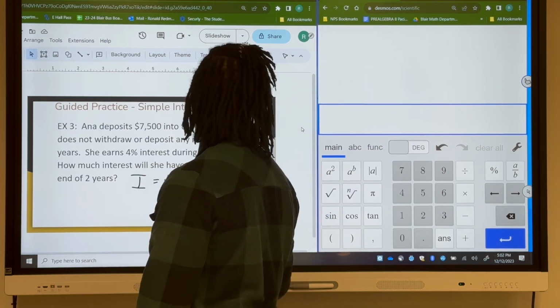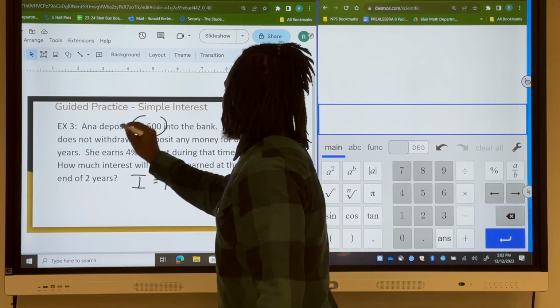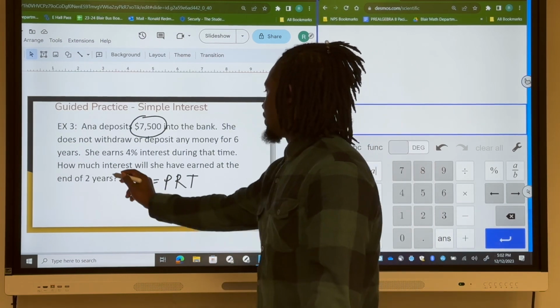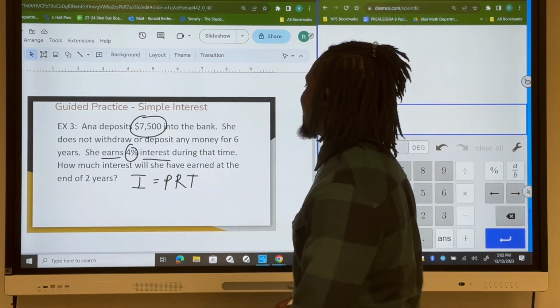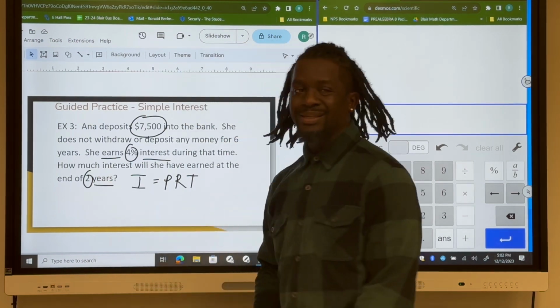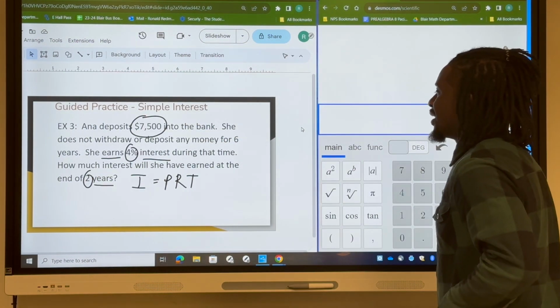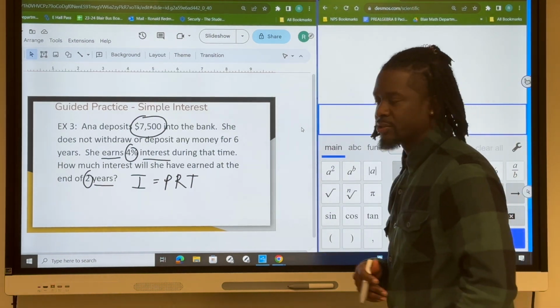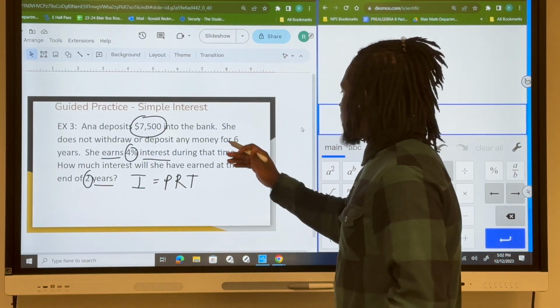Anna deposited $7,500 into the bank. She earns 4% interest. How much will she have earned after 2 years? Anyway, let's get it.